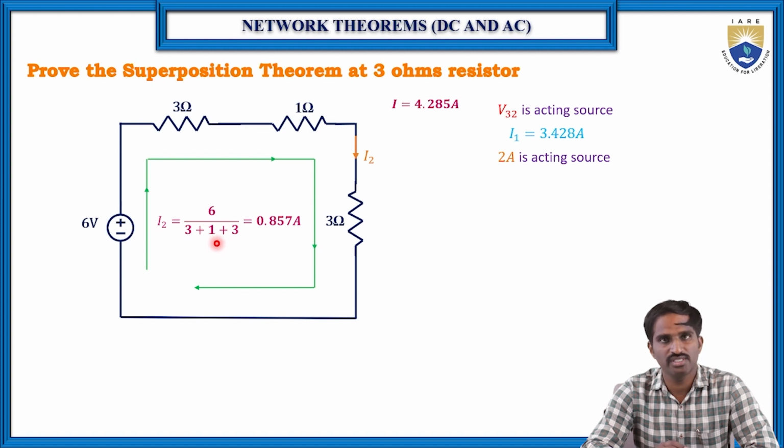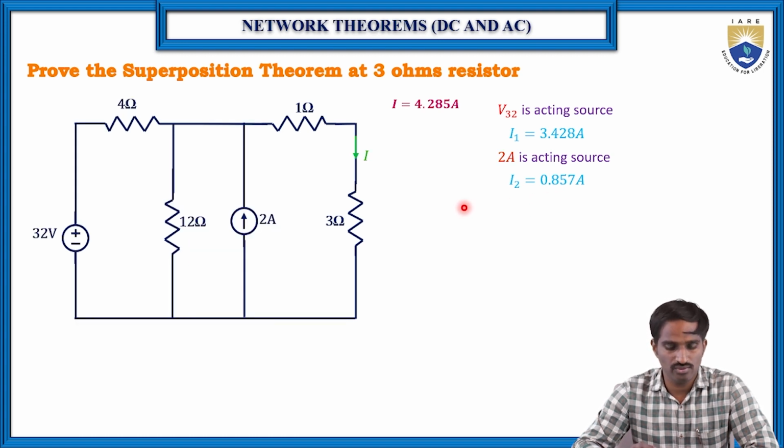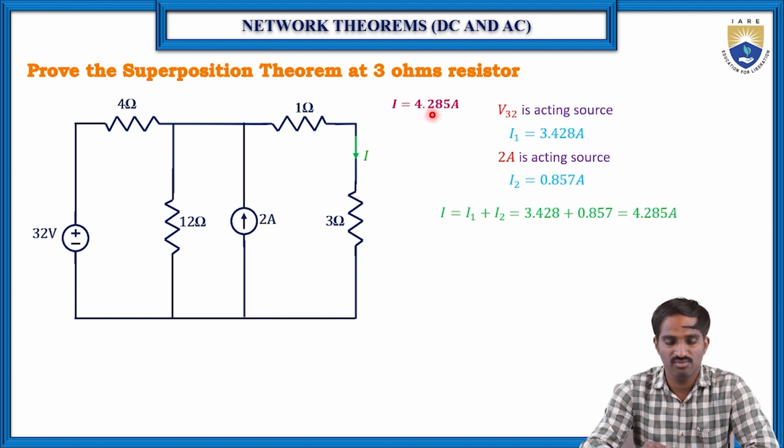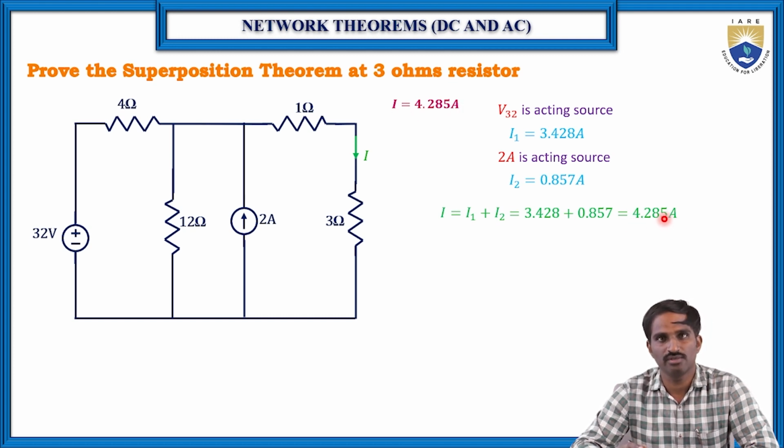I2 is equal to 6 by 3 plus 1 plus 3, which is equal to 0.857. So then I2 is equal to 0.857. Then the total current flowing through the actual circuit, in the main circuit 3 ohms, is I is equal to I1 plus I2. So here, substitute the values of I1 and I2, and you will get the current 4.285. This is the same as before. So this is how we can apply the superposition theorem to find the response across any element.